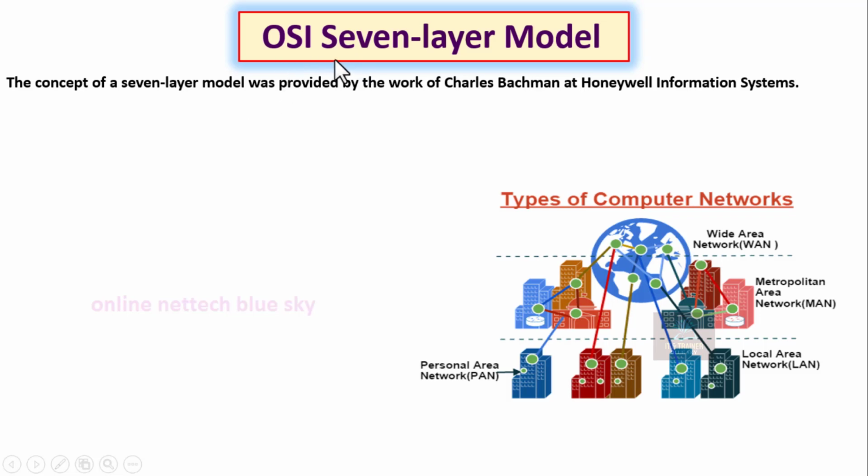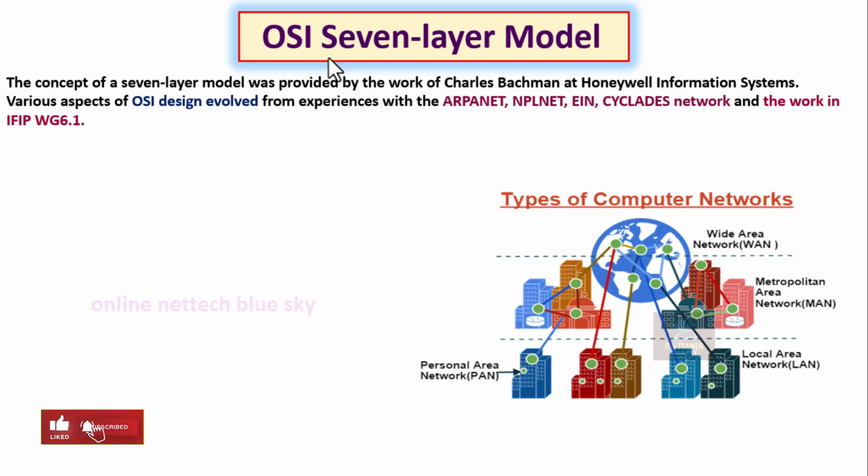This OSI layer model is very important, and without it you cannot understand networking. So the 7-layer model is important to network modules. This is very important for you: network, computer, and related information, everything.